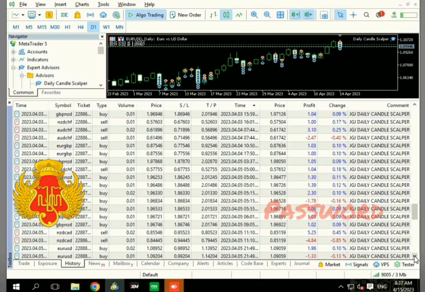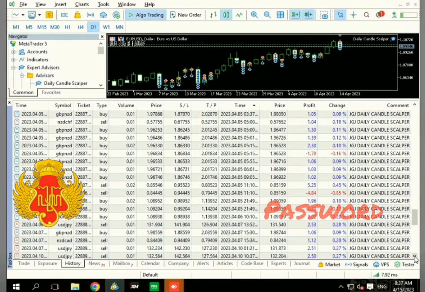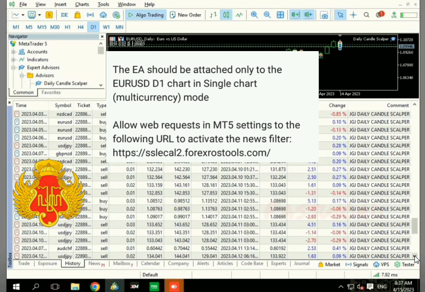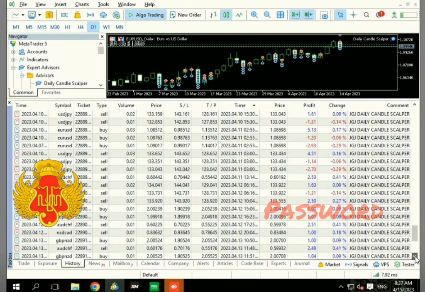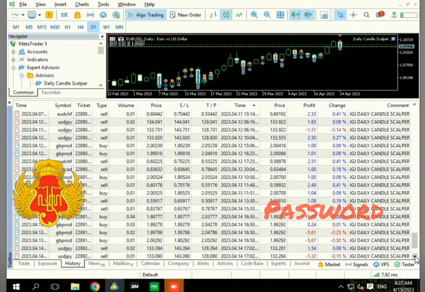Okay, how to install, bro? The EA should be attached only to the EURUSD D1 chart in single chart, multi-currency mode. Allow web requests in MT5 settings to the following URL to activate the news filter: https://solcal2.forexrostools.com/. Okay, very clear explanation, bro, on how to get the expert advisor Daily Scalper.